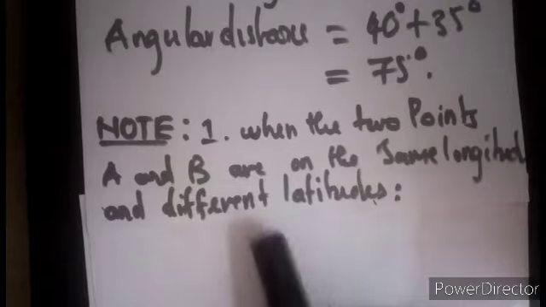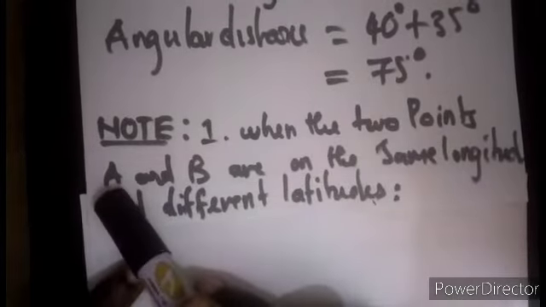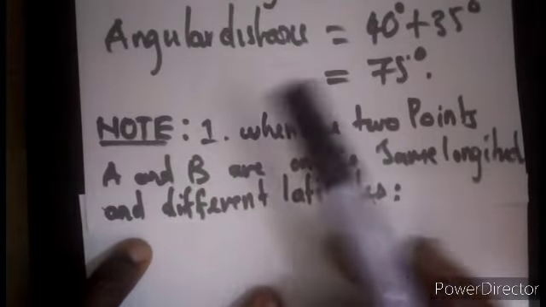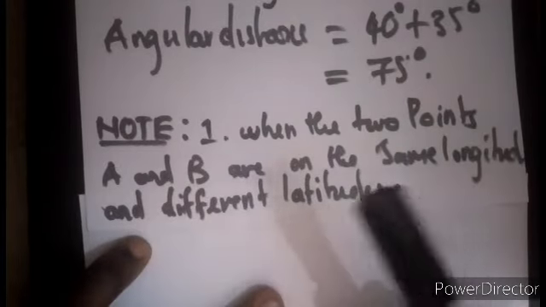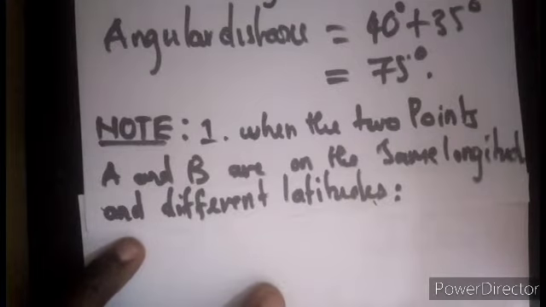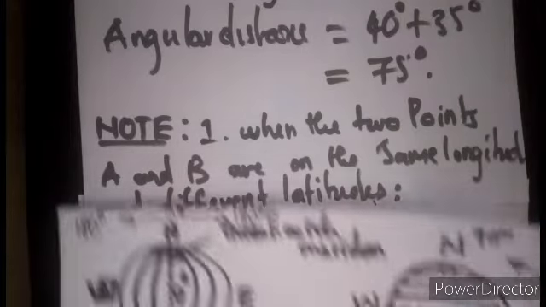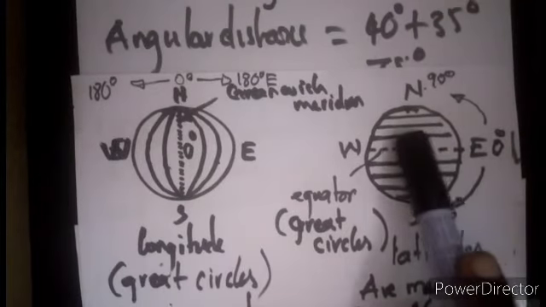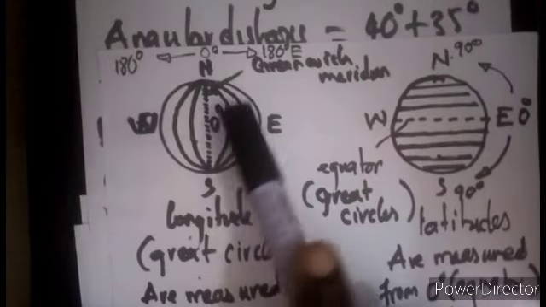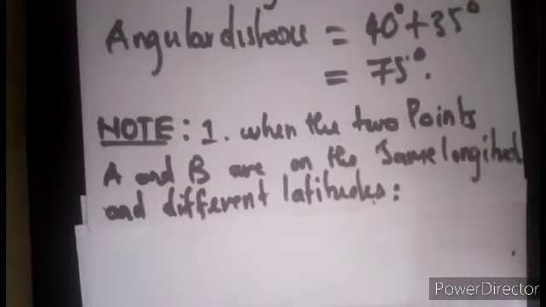Now note that when the 2 points A and B are on the same longitude, as in the example we saw, the same longitude and different latitude, the different sides of the latitude. You know, the latitudes are divided into two. We have the northern latitude and the southern latitude, just as the longitudes are divided into two: the eastern longitude and the western longitude. Those are the two parts.